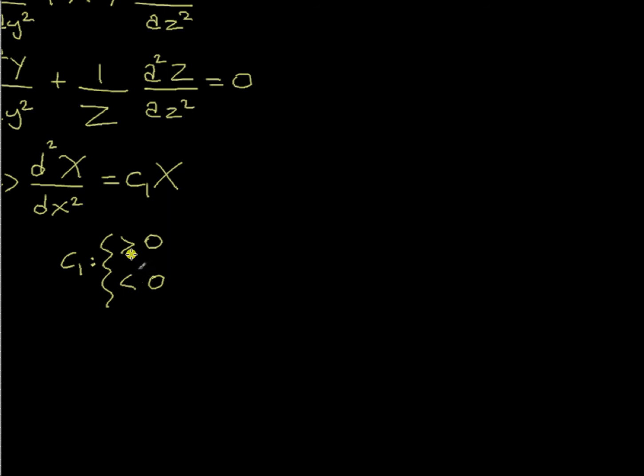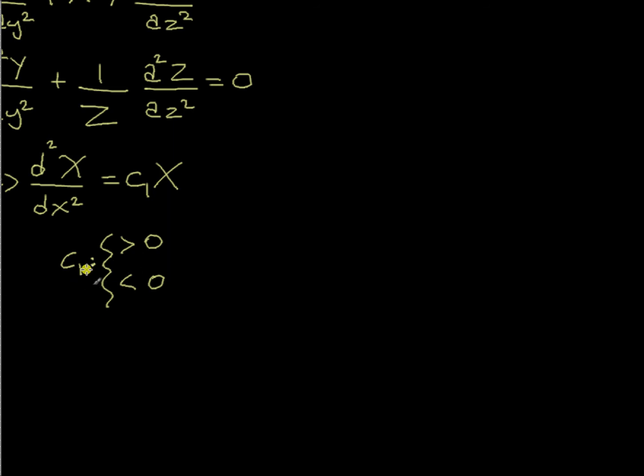You're gonna try one. Let's say you're gonna try the positive one, and you will run into trouble because making the assumption that c1 is positive does not allow you to fit the boundary conditions. And remember, you will find the potential in a volume, but you have to satisfy the boundary conditions given by the problem.